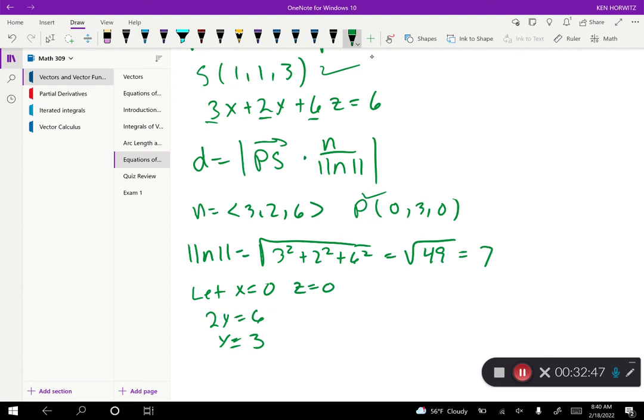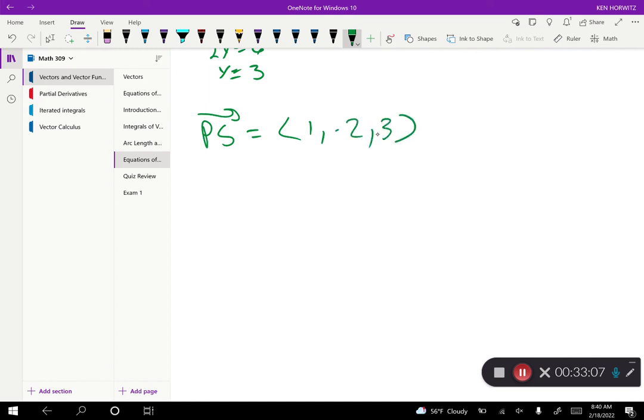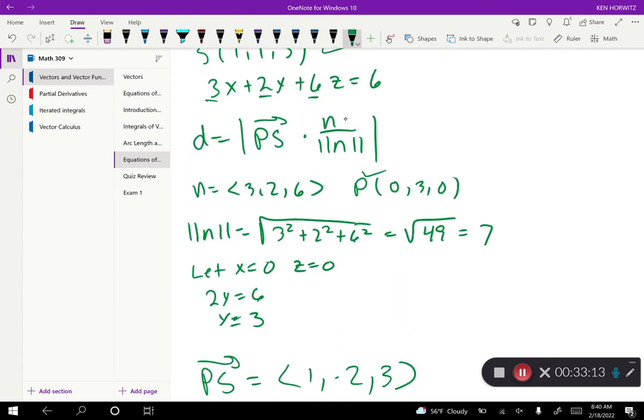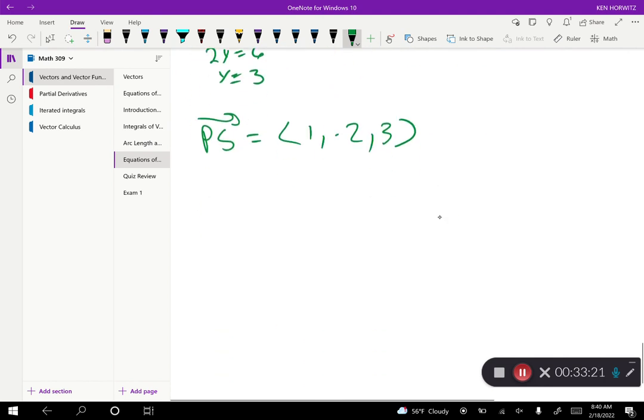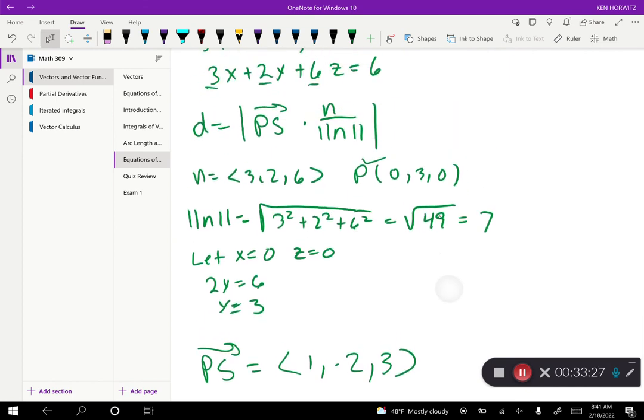All right. Hopefully you paused the video. You took P and S and got a vector out of it. So I'm going to scroll up. So I'm going to say vector PS equals, I got 1, -2, 3. Hope you got the same. And I need my normal vector over the magnitude. So my magnitude is 7. So I'm going to do 3/7, 2/7, and 6/7. All right. And what do I need to do with these? I need to do the dot product.